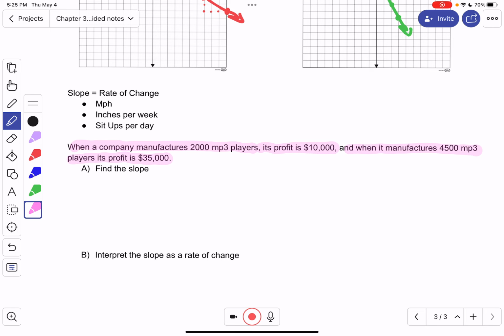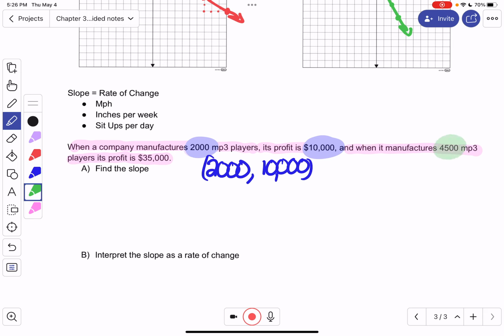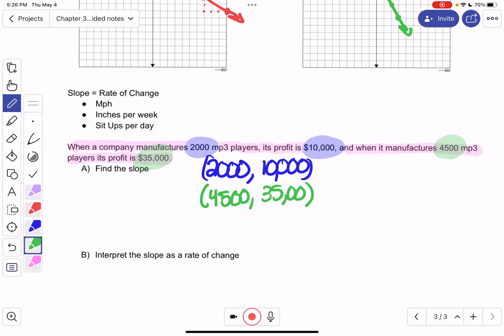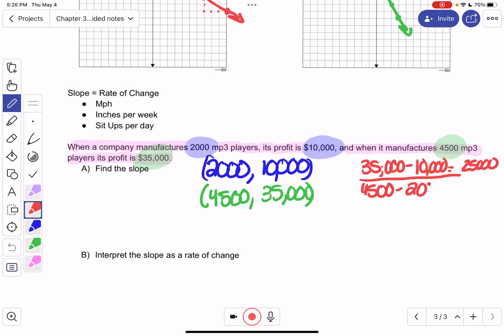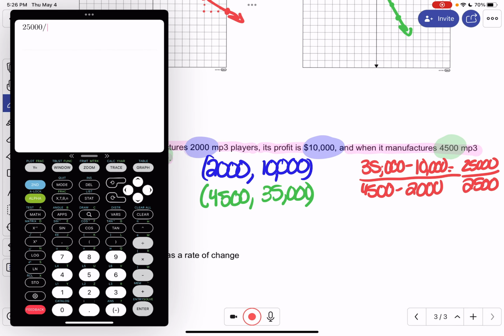So find the slope. We have 2 points. The first point is 2,000 and 10,000. Those numbers, if we say MP3 players are X, money is Y, we have 1 point. So the other point would be 4,500 and 35,000. So MP3 players, money. Now we use our slope formula to find the points. So Y minus Y, so 35,000 minus 10,000 is 25,000. And then we would do 4,500 minus 2,000, which is 2,500. And if I were to put that in a calculator to reduce it, so we're doing 25,000 divided by 2,500, we get 10. So our slope is 10.